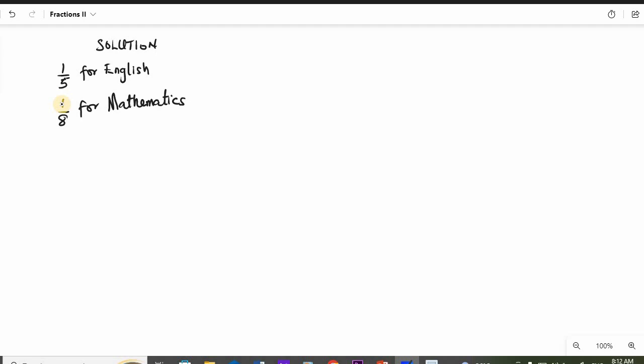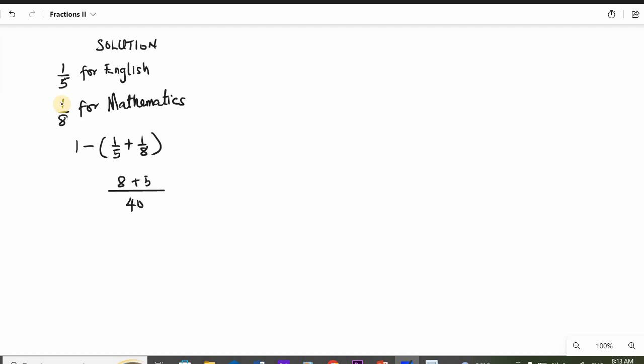Okay, so how do we solve this? What fraction is left for other subjects? So just like we did before, remember 1 represents the entire fraction of the timetable. So we simply say 1 minus, in brackets, 1 over 5 plus 1 over 8. This is the solution. So how do we do this? Remember, in our order of operations, we solve what is in the bracket first.